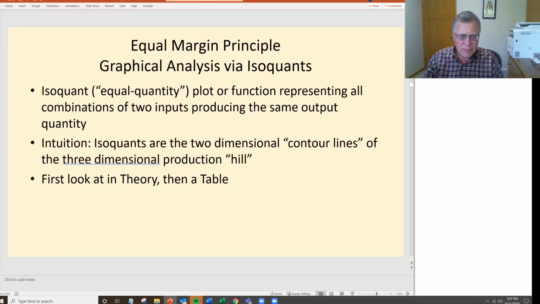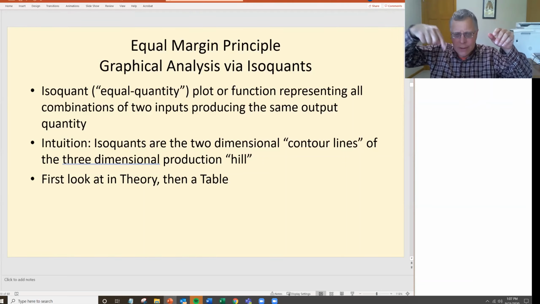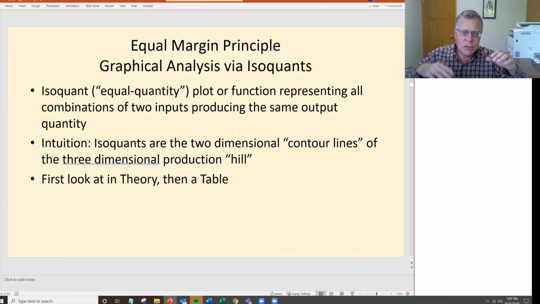Really, the way to think of it is these isoquants are the two-dimensional contour lines of that three-dimensional production hill. We saw the case where you had X and Y and Z or Q vertical, and you had the big hump going up. If you drew the same areas of equal height or elevation and then pushed them down onto the XY plane at the bottom, it would look like a contour map of a hill. So what we're going to do here is look at this in theory, then in a table.